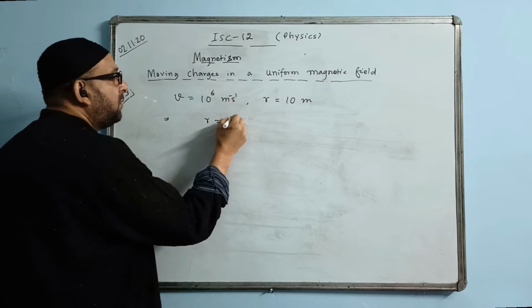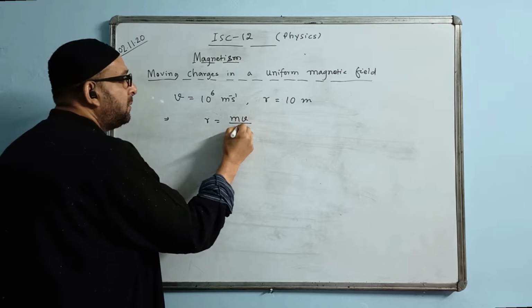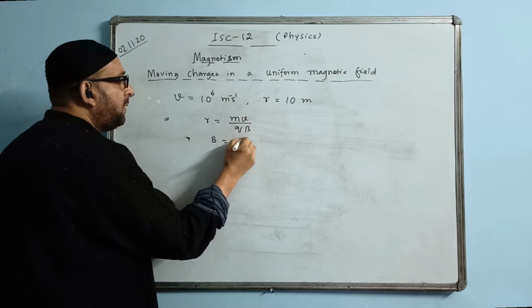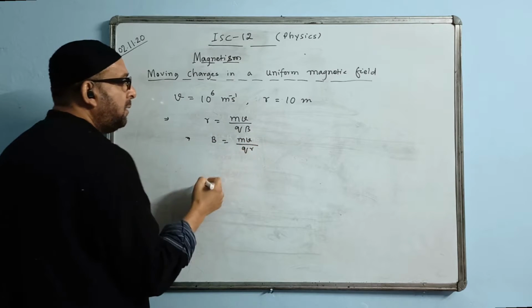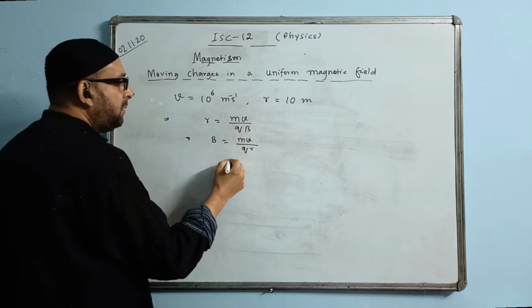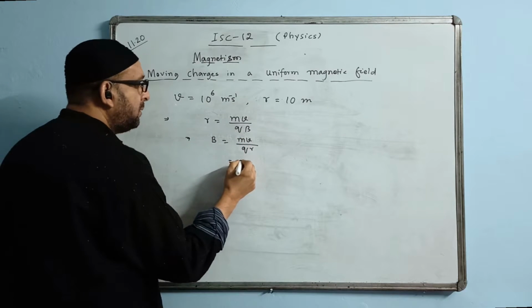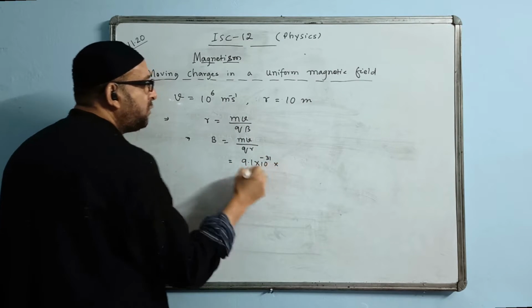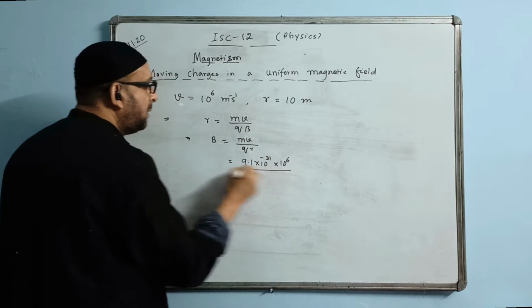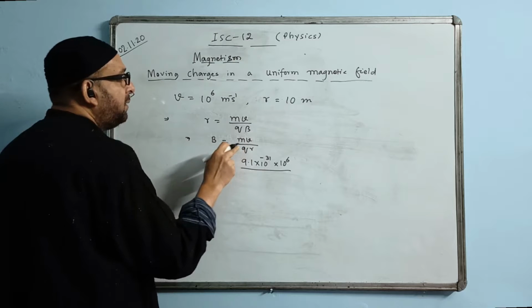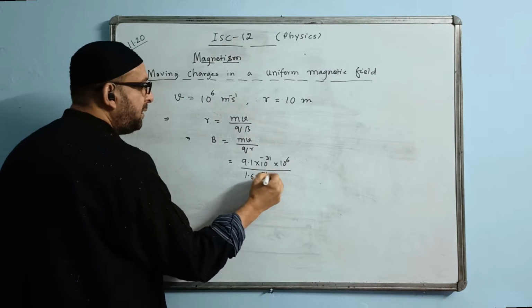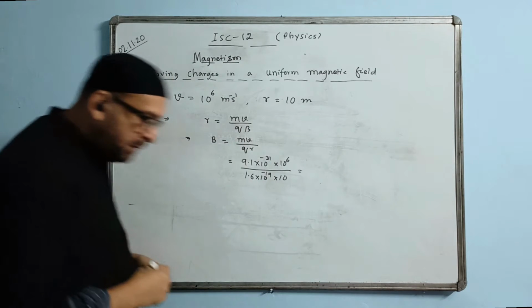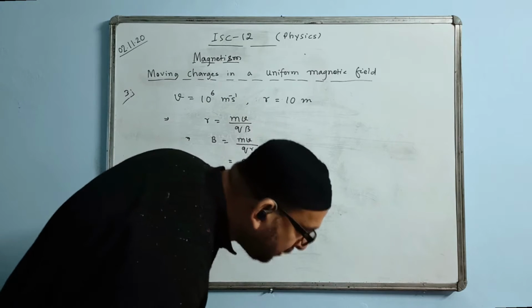So what is the formula of radius? The radius formula is mv by qB. Instead of q we can write e. Making B the subject of the formula, it becomes mv by qr. The mass of the electron is 9.1 × 10^-31, the velocity is 10^6, q is the value of e, 1.6 × 10^-19, and r is the radius. Now we calculate it. The answer comes 5.7 × 10^-7.